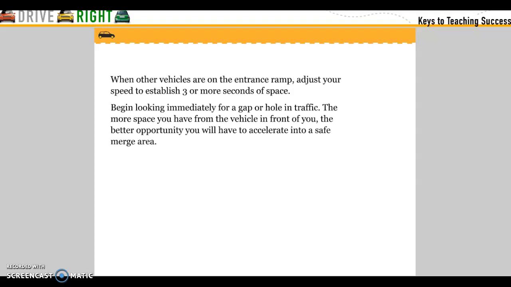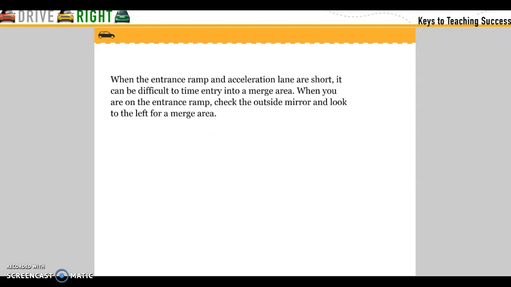When other vehicles are on the entrance ramp, adjust your speed to establish a 3 or more second space. Begin looking immediately for a gap or hole in traffic. The more space you have from the vehicle in front of you, the better opportunity you will have to accelerate into a safe merge area. When the entrance ramp and acceleration lanes are short, it can be difficult to time entry into a merge area.